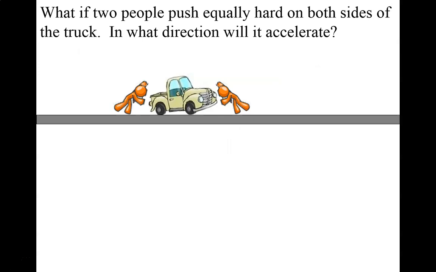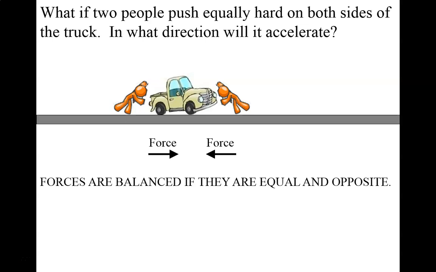What if we had two people pushing on each side of the truck equally as hard? Which way is it going to go? Left, right, up, down, in, or out? Well, if people are pushing on it equally as hard, then those forces are going to cancel out. Remember what would happen if we were to add these two vector forces?